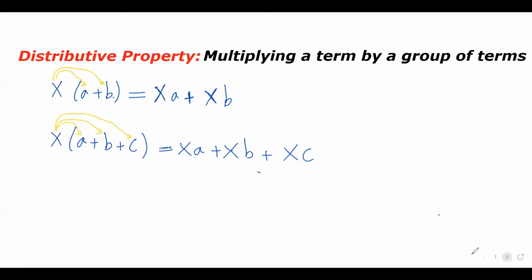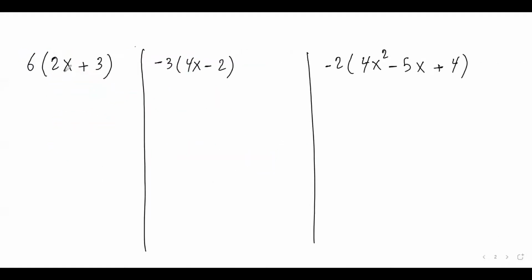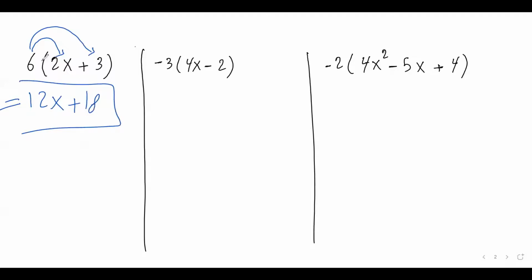Let's do some examples. Here is the first one, 6 bracket 2x plus 3. So we are multiplying a term by 2 terms. So I have to distribute this 6 into the bracket, right? So this equals 6 times 2x, that's just 12x. 6 times 3, that's just positive 18. That's our simplified version of this expression.